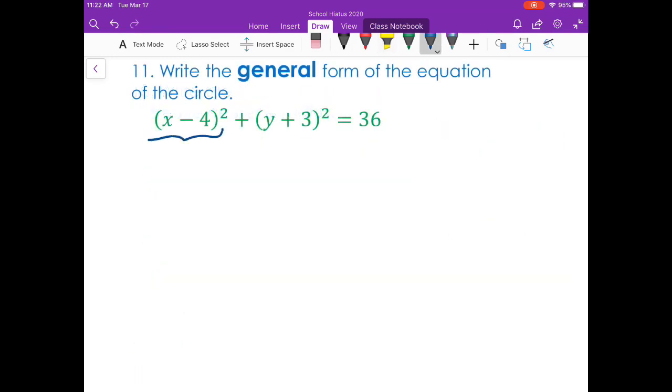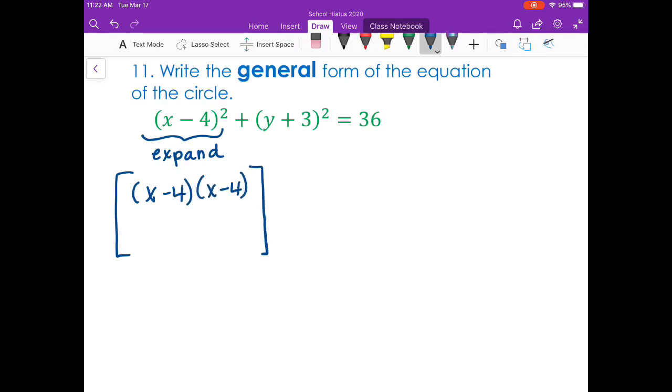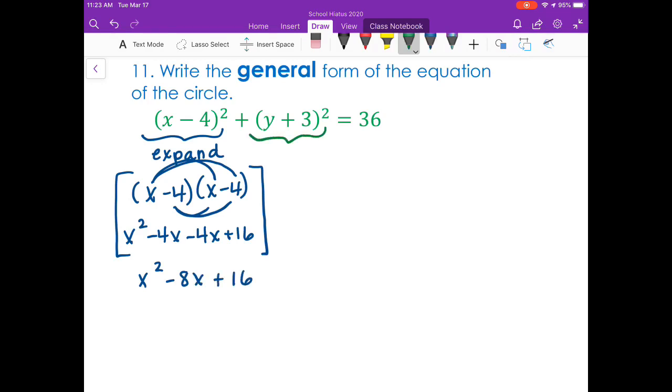To convert from standard to general form, we're going to expand (x minus 4) quantity squared by using the FOIL or double distributing method. We'll write out (x minus 4) times (x minus 4) and multiply it out to get x squared minus 8x plus 16. We'll do the same thing with (y plus 3) quantity squared.